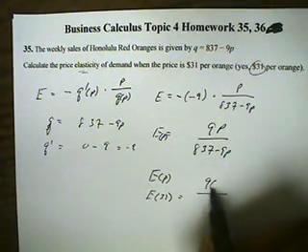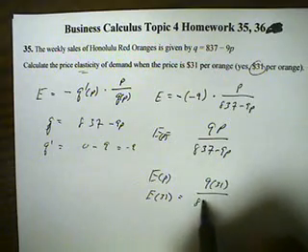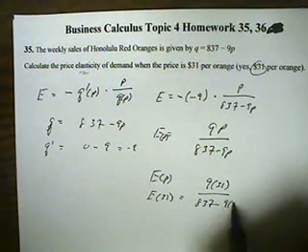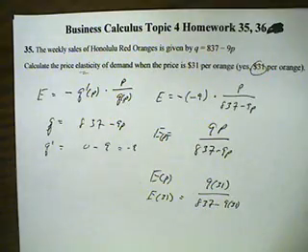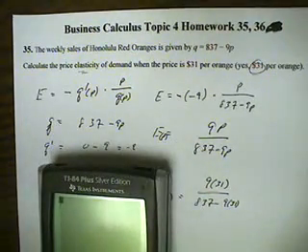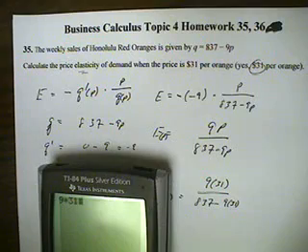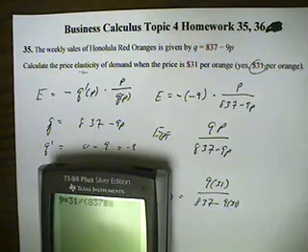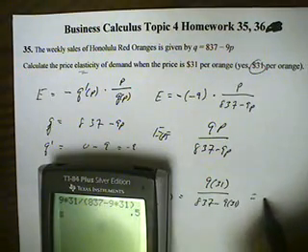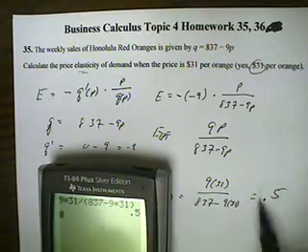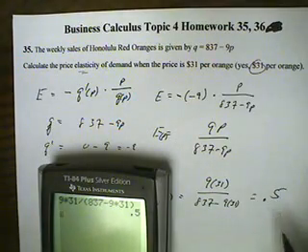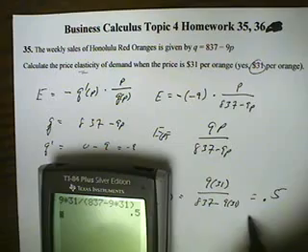And we'll get 9 times $31, over 837 minus 9 times $31 again. And let's figure that out here. 9 times 31, and we're going to divide that by the quantity 837 minus 9 times 31, close quantity, and we get 0.5. Okay, well, this is less than 1, so the elasticity is inelastic.